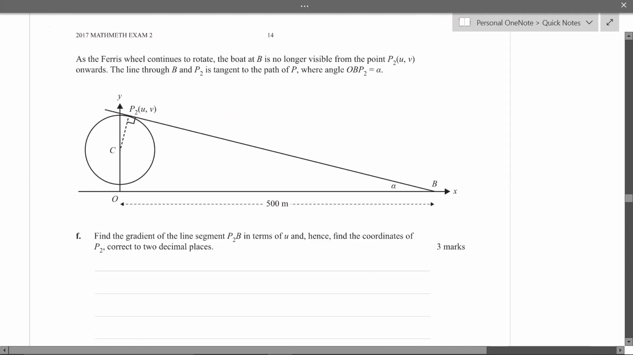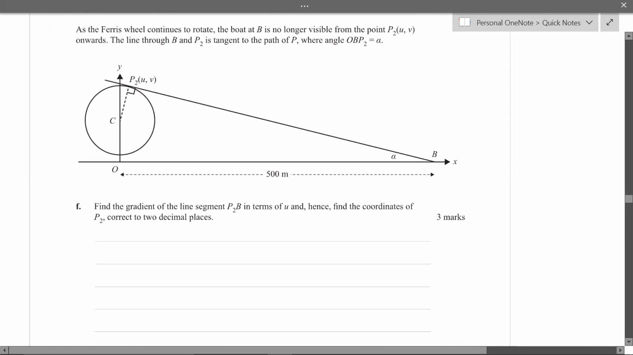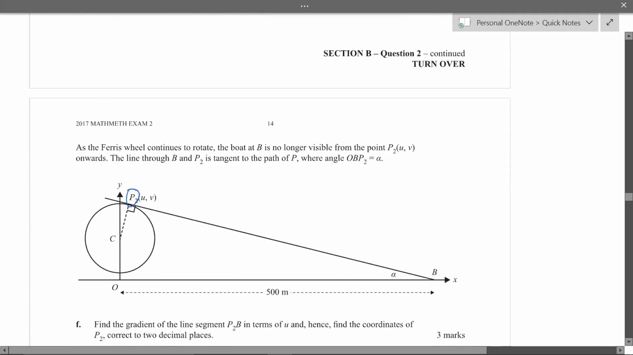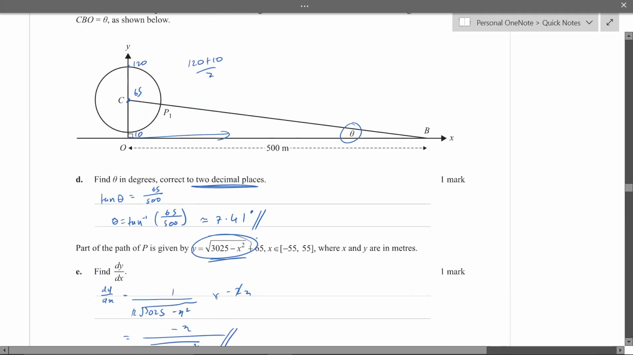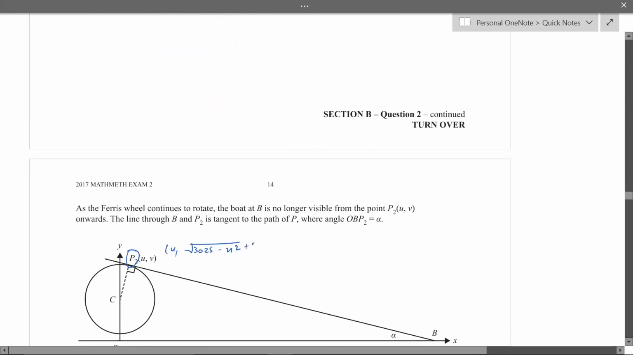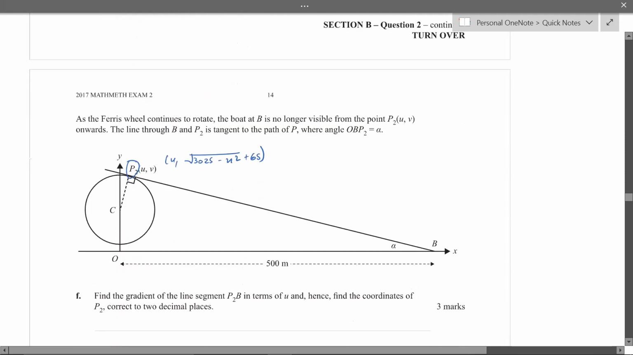So find the gradient of the line P2B, in terms of u, and hence find the coordinates of P2. So this is now a position, and we have a position function, this one. So we could rewrite this as u and root 3025 minus u squared. So you can just chuck u in there to get v plus 65, sorry. Don't forget the plus 65.